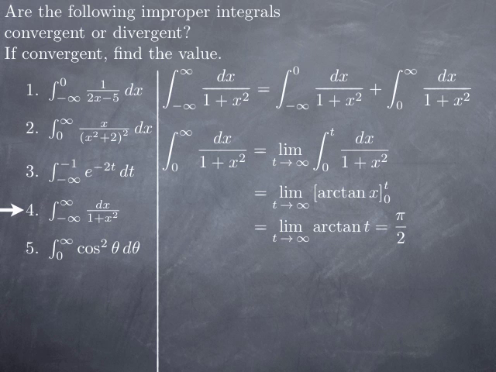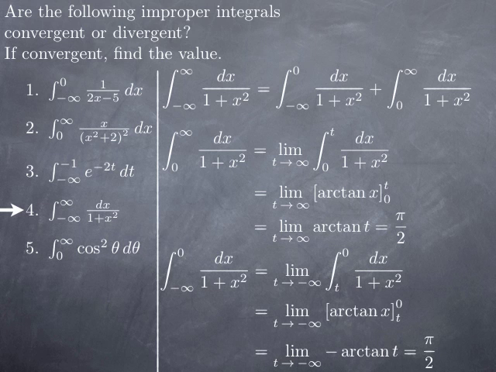We can do a similar calculation for the first integral from negative infinity to 0. Namely, we have the limit as t goes to negative infinity of the integral from t to 0. And again, an antiderivative of the function is just arctangent x that we evaluate from t to 0, so we get arctangent of 0, which is 0, minus arctangent of t. In other words, what we have is a limit as t goes to negative infinity of negative arctangent t.